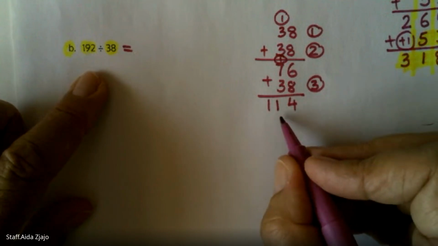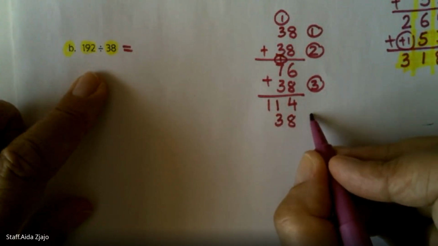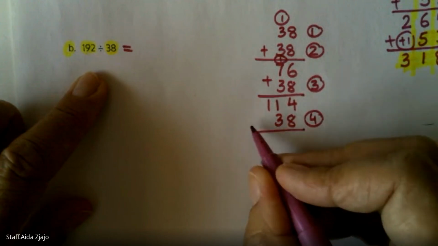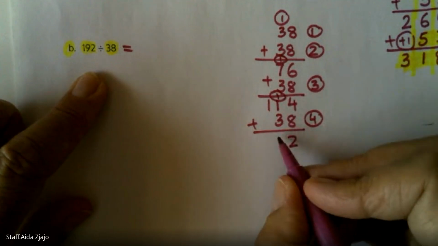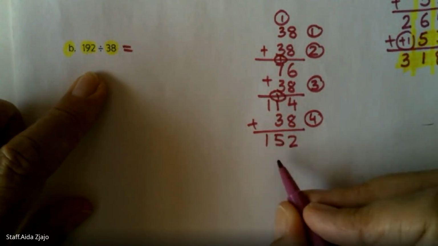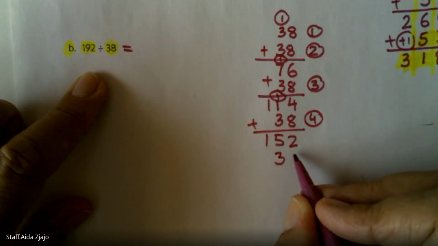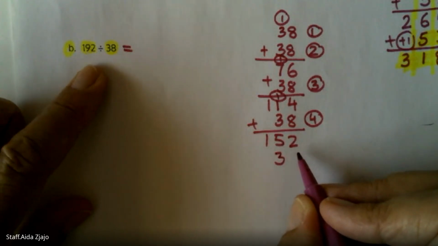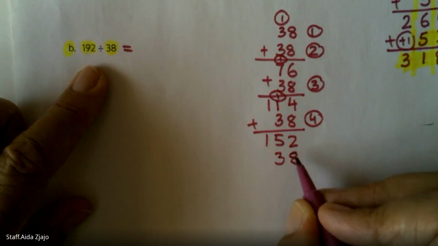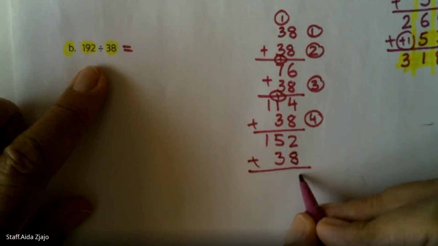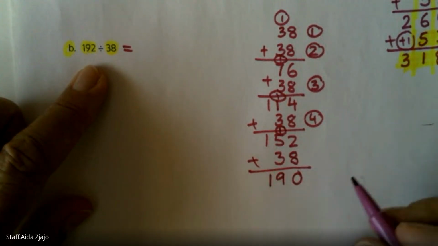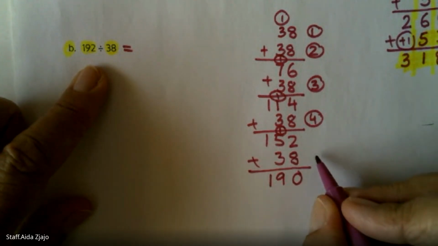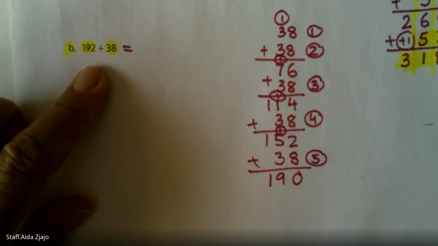And then 38 again. That is 2. Remember 1. That's 5. 38 again. Let me see if it will work. 0. Remember 1, that is 9. It's 190. And that's how far we can go.